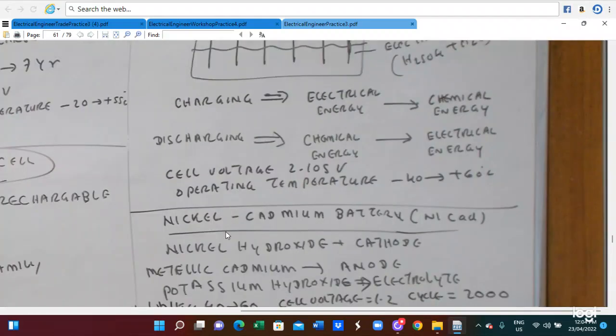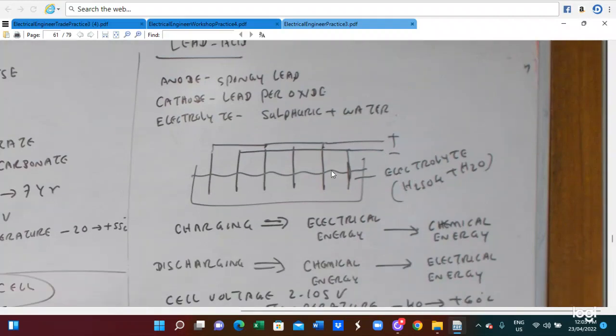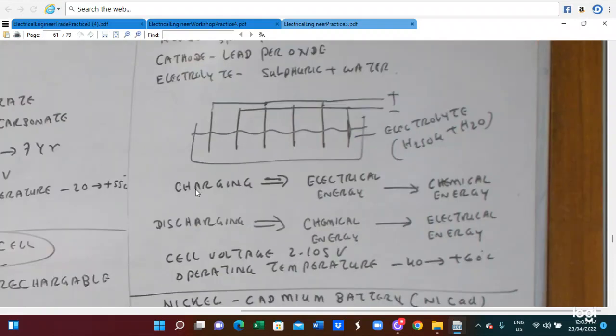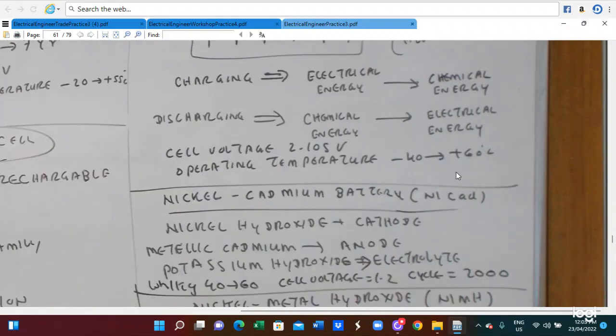Electrolyte is propylene carbonate or similar, with 3 to 5 volts, and we can utilize 2,000 to 5,000 cycles. So these are the connections on the lead acid cell. Anode is sponge lead, cathode is lead peroxide, electrolyte is sulfuric acid and water. So the electrolyte is the combination of H2SO4 and H2O. Charging time, the electrical energy is converted to chemical energy. Discharge time, chemical energy is converted to electrical energy. Cell voltage 2.105 volts and operating temperature is -40 to +60 degrees centigrade.